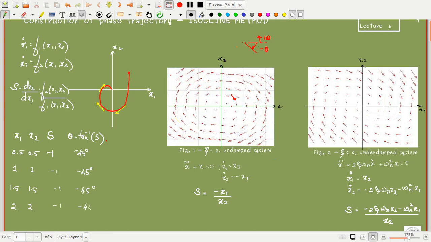So I can get an infinite number of points with the same slope, right? Infinite number of values for x1 and x2 having the same slope. So if I try to draw all these values here, these two are with the same slope. At 1.5, 1.5 we have drawn it like this, and here also something like this. So at these points they are with the same slope, right? It is at a slope of minus 45 degrees.